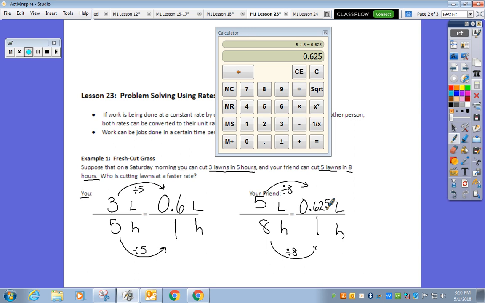So what I'm going to do to compare these two decimals is I need to find the one that's larger. In order to do that, I'm going to line them up by their decimal points.